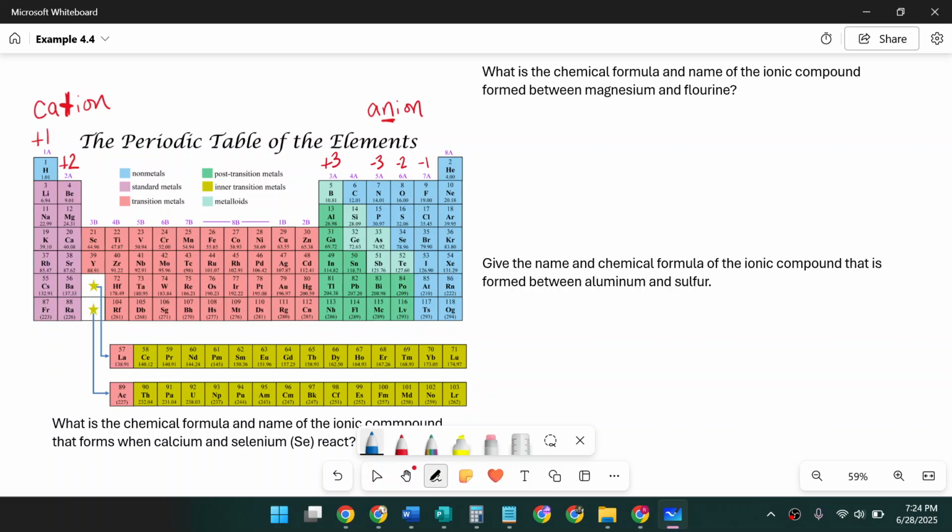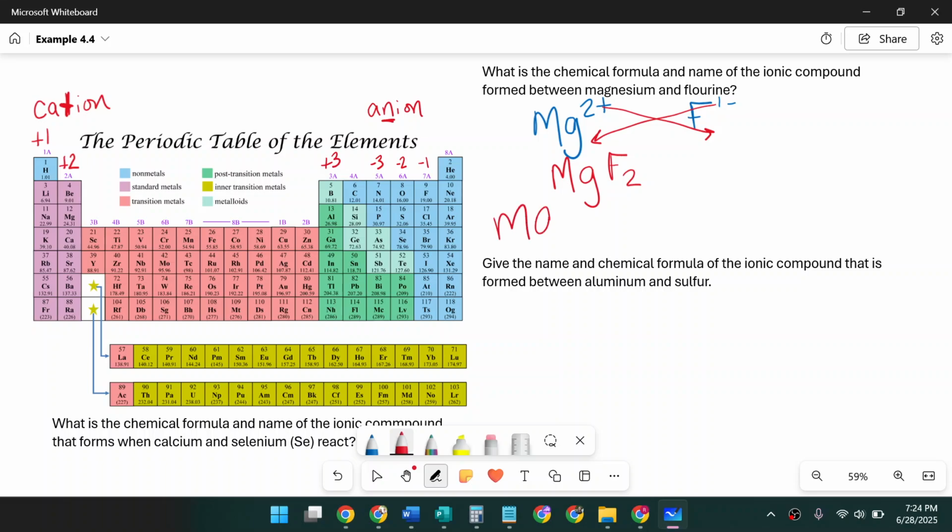formed between magnesium and fluorine? Because these are both ones that we have learned, we can find them quickly on the table and see what their charges are. So magnesium is in group 2A. When it becomes an ion, it will have a +2 charge, and fluorine will have a -1 charge. So let's write those. So magnesium will have a +2 charge, and then fluorine will have a -1 charge. To write this as an ionic compound, we just swap those things. If it's a 1, like in this case there's only 1 magnesium, we don't need to put a 1 there. We can just leave it blank.